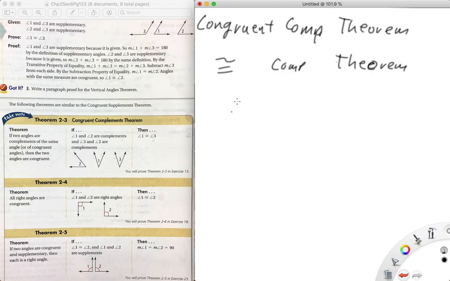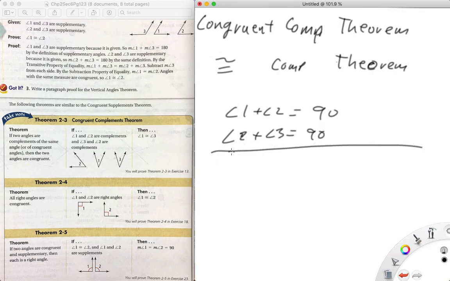So if angle 1 plus angle 2 equals 90, and angle 2 plus angle 3 equals 90, it's the same thing as before with the congruent supplements. Let's say that angle 2 equals 30. Then I can say that angle 1 plus 30 equals 90, and angle 3 plus 30 equals 90.